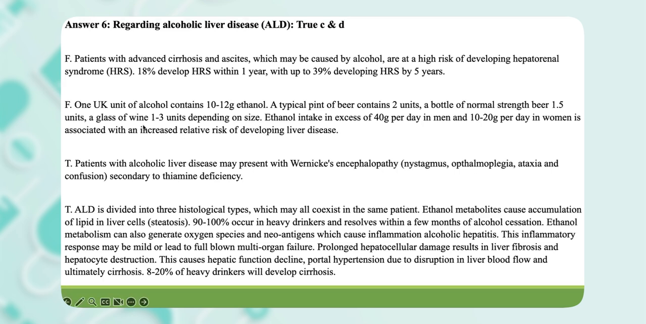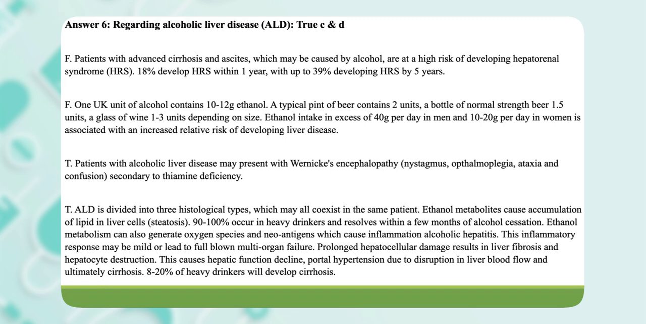So patients with alcoholic liver disease may present with Wernicke's encephalopathy: nystagmus, ophthalmoplegia, ataxia, and confusion secondary to thiamine deficiency. Alcoholic liver disease is divided into 3 histological types, which can all coexist in the same patient. Ethanol metabolism causes accumulation of lipid in the liver cells, steatosis, that means fatty liver.